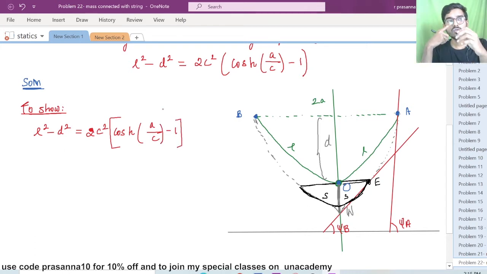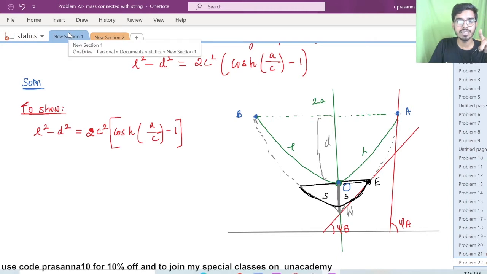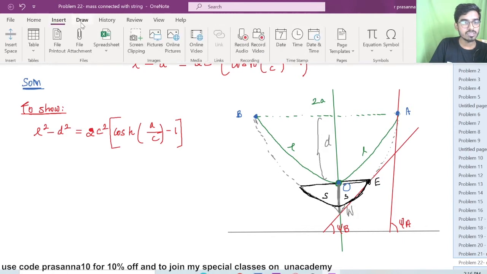For proving this, first I'm going to find the value of L and the value of D. After finding those, I'm going to square them and subtract. Here we have cosh, so in which relation do we have cosh? What is the relation between Y and X, that is, the Cartesian equation of the catenary? It is Y equals C times cosh(X by C). So in that equation we have the cosh term, and I'm going to use that now.